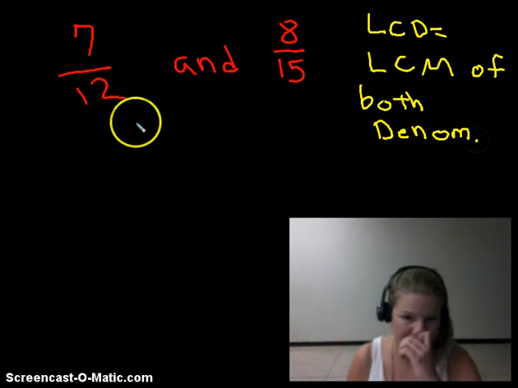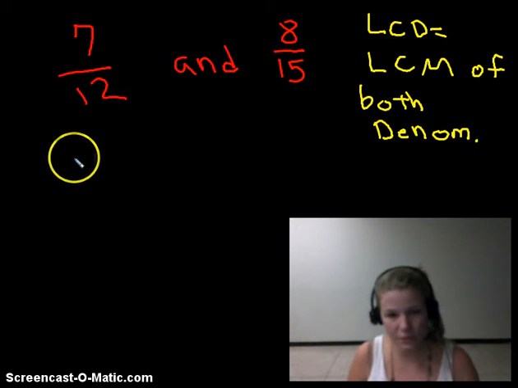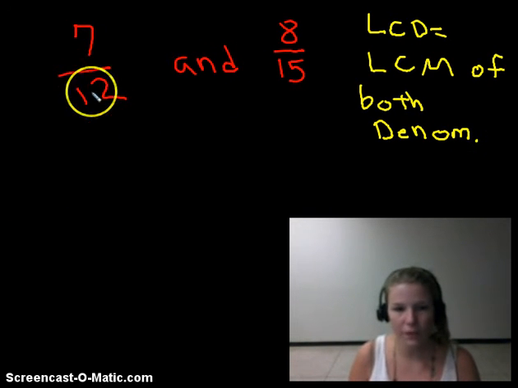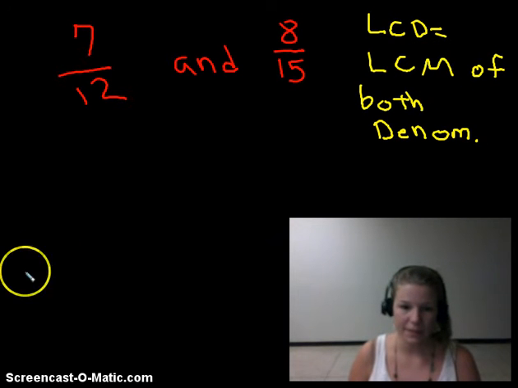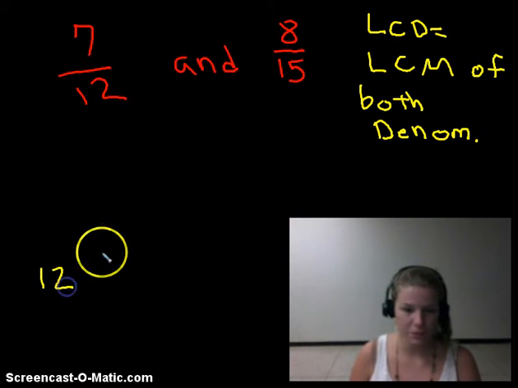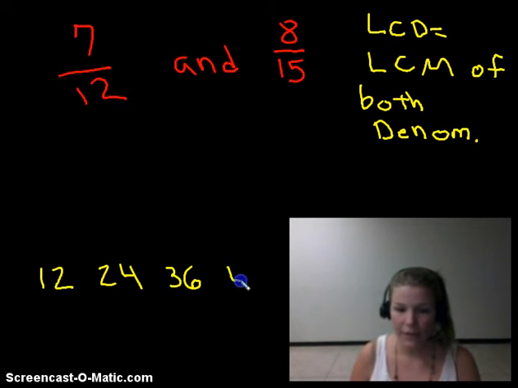And I'm just going to put denom. So 12 and 15. Sometimes with small numbers, it's easier just to list them. If it's a big number, you might want to use your factor tree method to find the least common denominator. But I'm just going to list because I know the multiples of 12 and 15 pretty well. So I have 12, 24, 36, 48, and 60. Well, I'm thinking, oh, okay, I know that 15 times 4 makes 60. So right here we have our least common multiple of these two numbers.